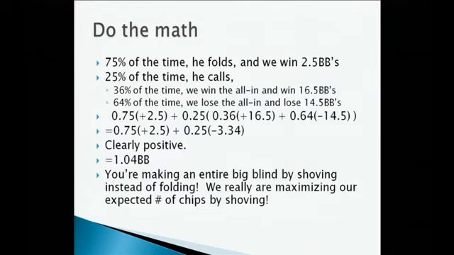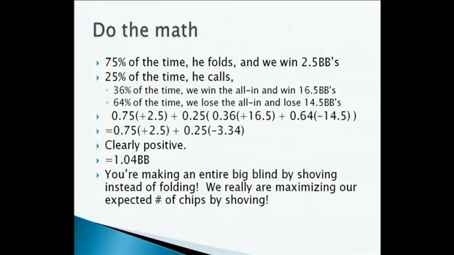Okay, so let's do the math. 75% of the time they're going to fold, and we're going to win 2.5 big blinds, right? Why is it 2.5 big blinds? There's the big blind that we're winning, there's a small blind that we're winning, and then there's the one big blind from the antes that we're winning. We count the small blind because even though we put it in, it doesn't matter who put it in the pot. The fact that it's already in the pot means we're winning the money. That makes sense? Okay. So 25% of the time he's going to call.